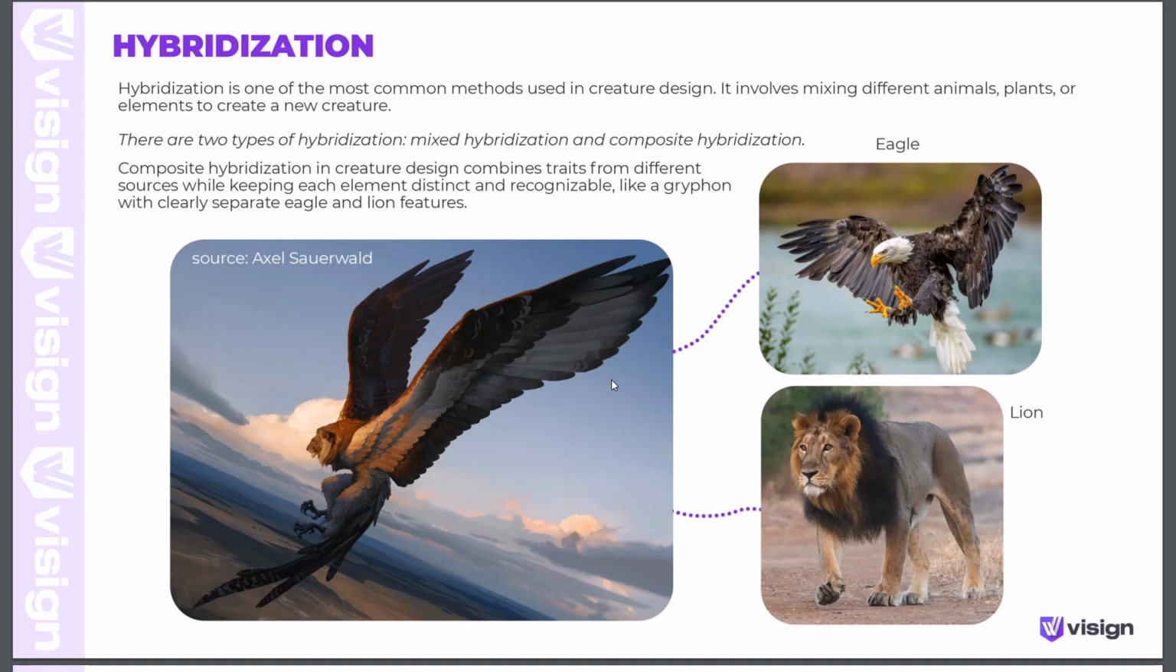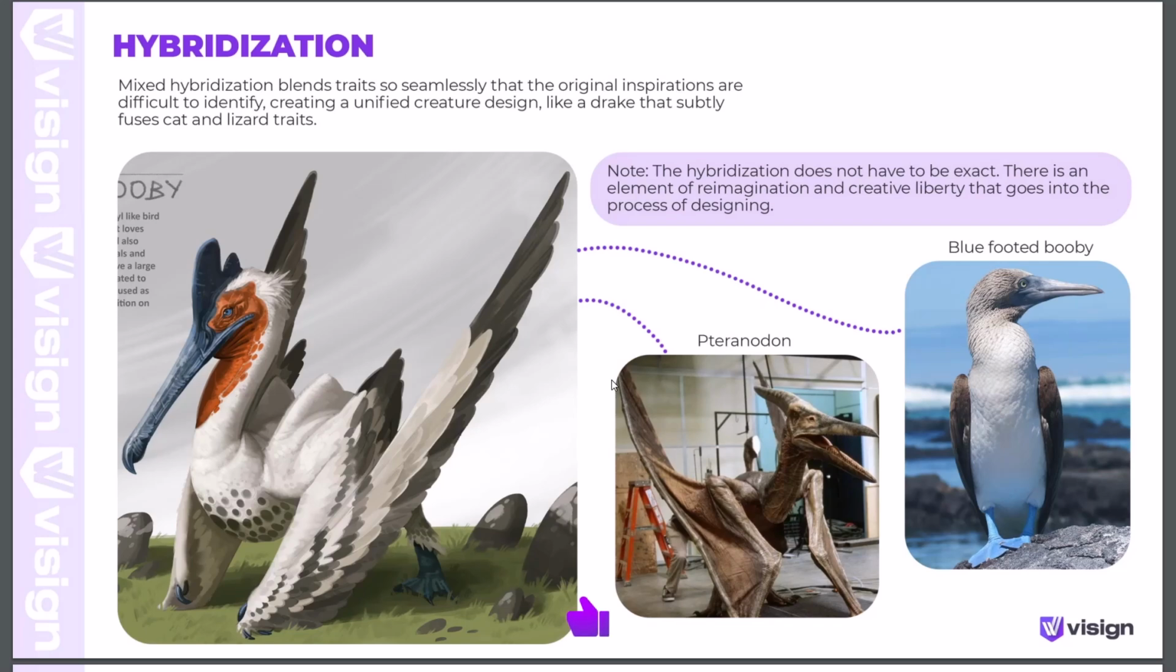And a lot of animals from folklore tend to be like this. Look at the chimera, or the minotaur. Minotaur is basically a human body and a bull head, so very straightforward in that regard. A lot of modern designs like to do the mixed hybridization because it blends traits so seamlessly that the original inspirations are difficult to identify. So creating a unified creature design, like a drake that subtly fuses cat and lizard traits.